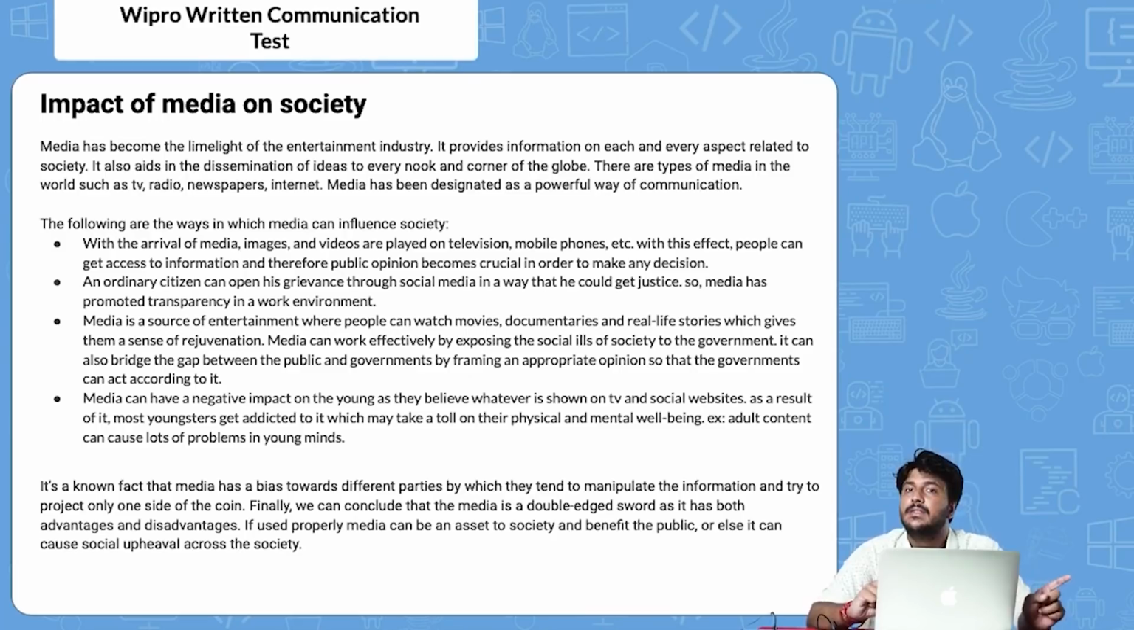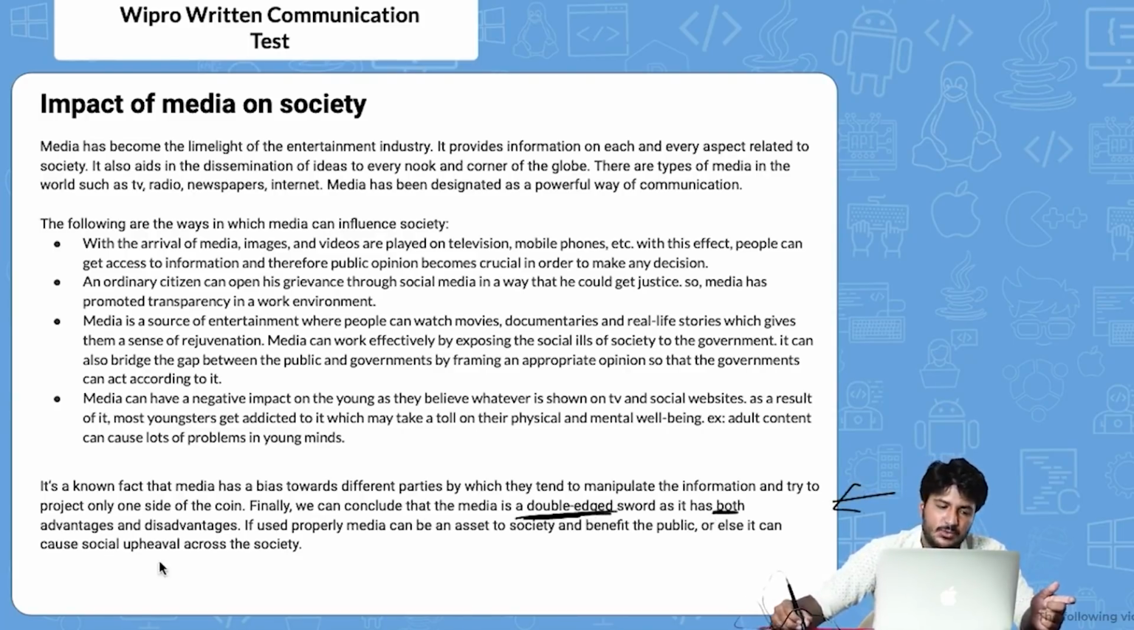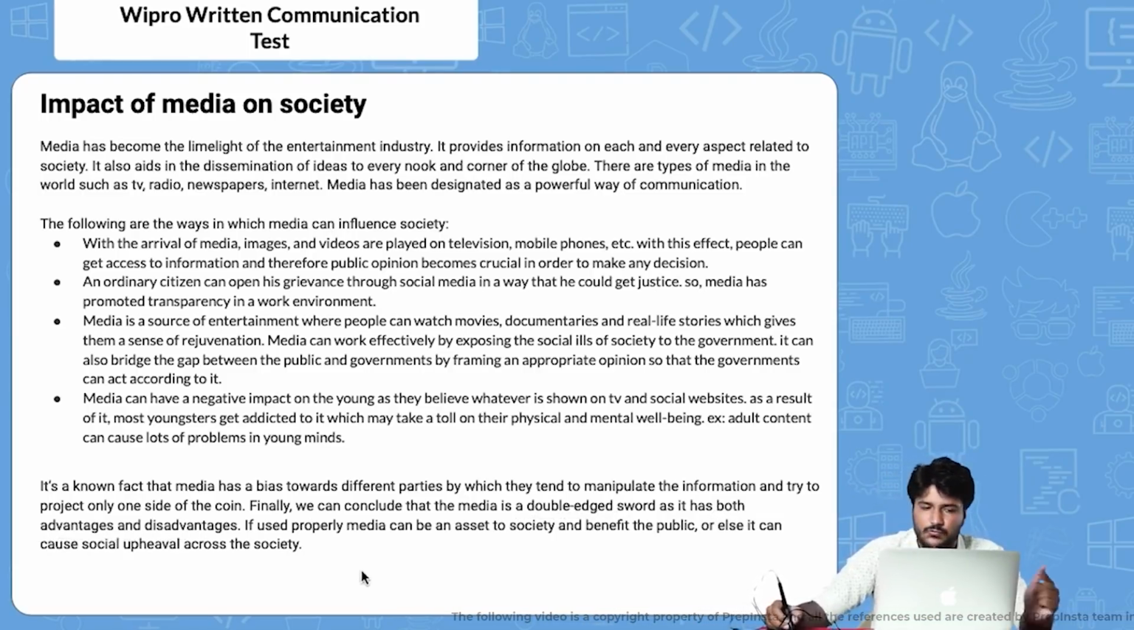But however, the AI system wants you to have a definitive stand, right? So in that case, some negative marking would have been there, because what she's saying, finally, we can conclude media is a double-edged sword, it has both advantages and disadvantages. Do not do that. Take a definitive stand, right? So I would have reframed the same sentence, meaning the same thing, and then also fooled the AI.